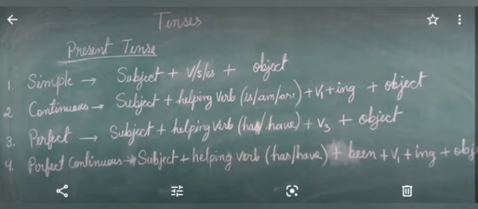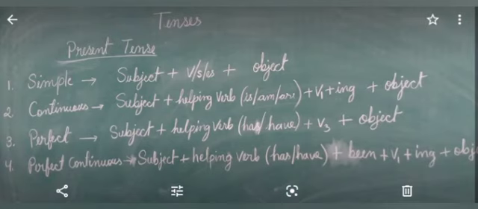Now let's see the present perfect continuous. First is your subject, second is your helping verb has or have plus been, has been, have been, plus first form of the verb with ing and your object. She has been writing a letter. Amit has been writing a letter. Rima has been eating an ice cream. So, with this, we have done the present tense.